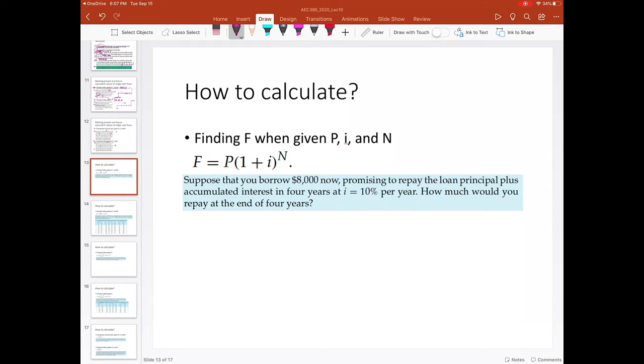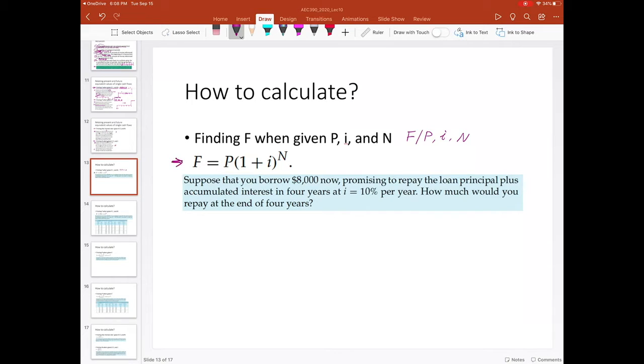Finding F when given P, I, and N. Do you still remember how to write that term? Finding F, so F is the first letter, angled line, given what? P, I, and N. That's it. Practice this please, because you're going to use that term later. Don't worry, you don't have to do it manually.